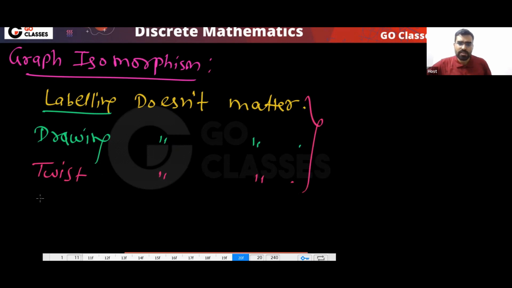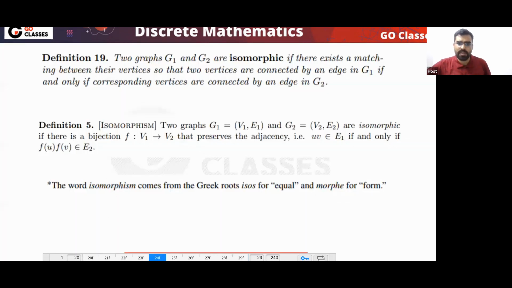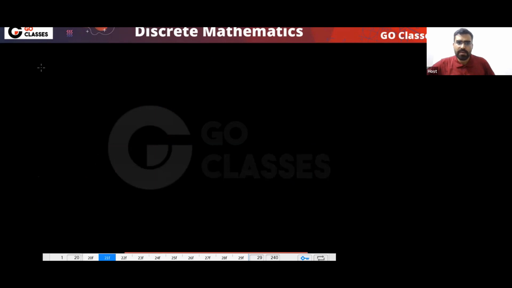The shape does not matter. All these things do not matter. Ultimately, what matters? There are many things that matter. For example, the degree sequence should be the same. There are many things that should be the same. Now let's see the formal definition.